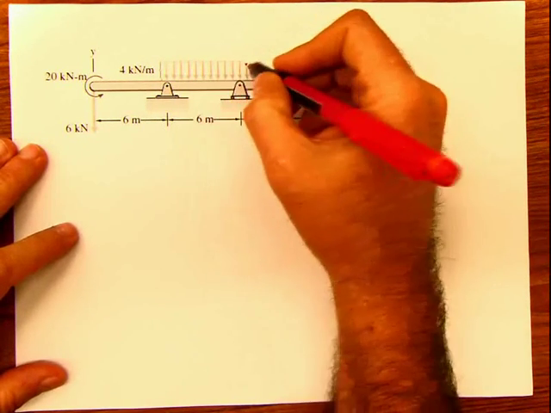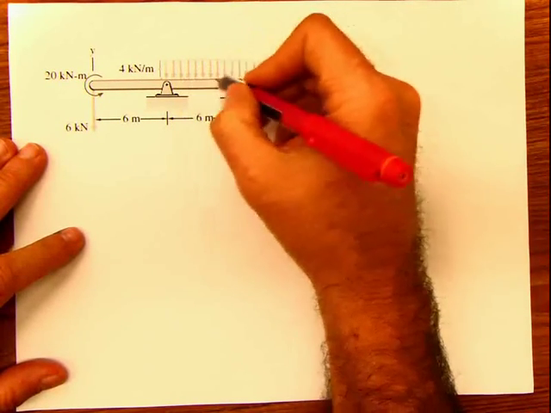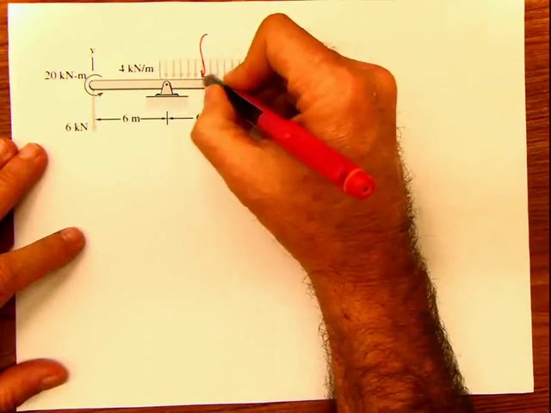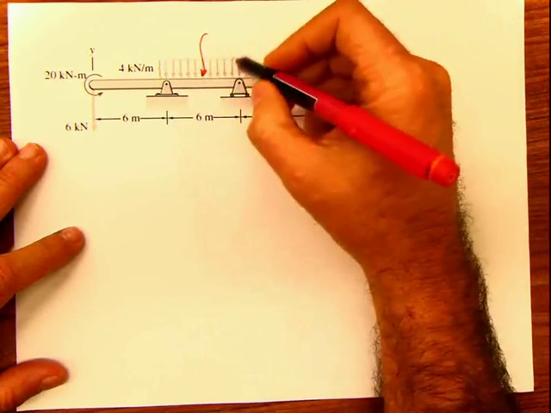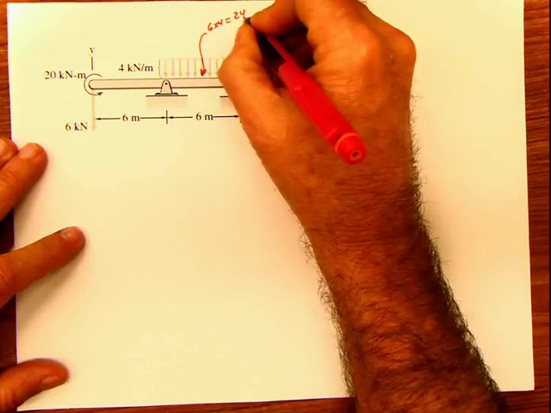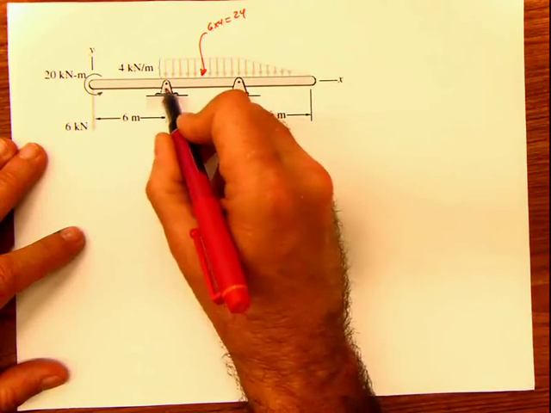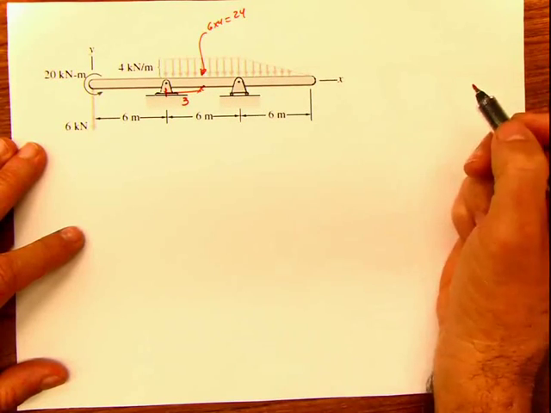The first thing that I always do, for the sake of calculating reactions, is converting these distributed forces into a concentrated force. This is a rectangular force, which is 6 by 4, 24, and the location with respect to this point is going to be half of the base. If this is 6, this distance is going to be 3.